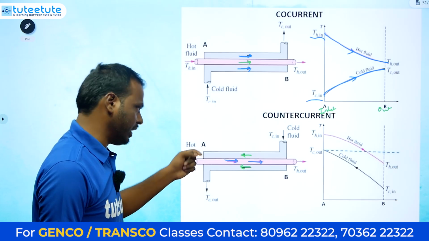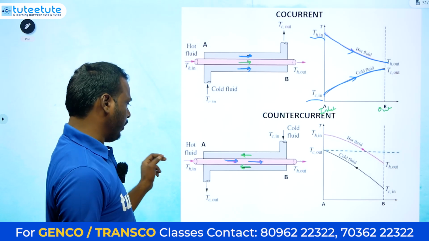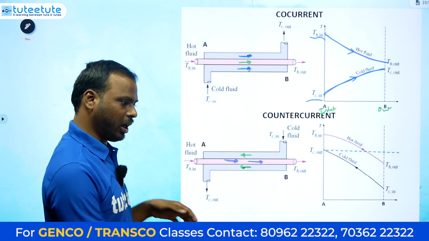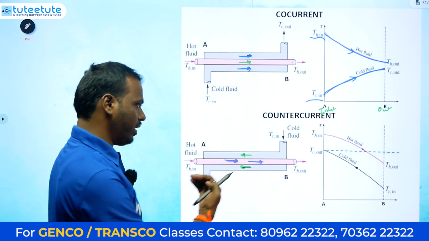Coming to here also, the cold fluid temperature is increasing, hot fluid temperature is decreasing. But the hot fluid is coming from here and the cold fluid is coming from the other end because of counter flow. Because of counter flow, the direction will be changing.